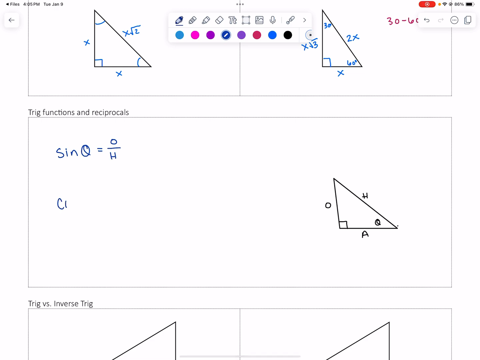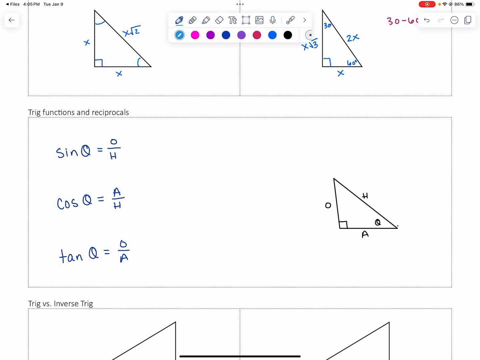Other trig functions that we have here are cosine theta. Remind yourself here, this is not sin, this is sine. This is cosine, which is going to be your adjacent over hypotenuse. And then, of course, tangent theta is equal to your opposite over adjacent. It's the relationship between the angle and the sides.